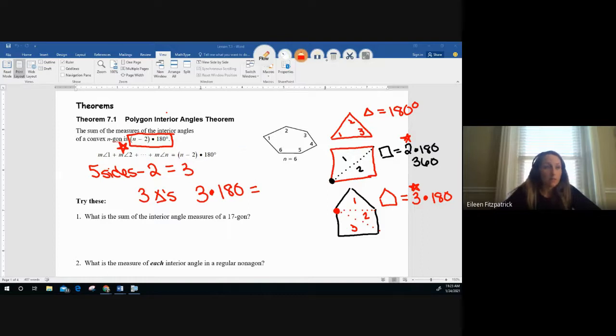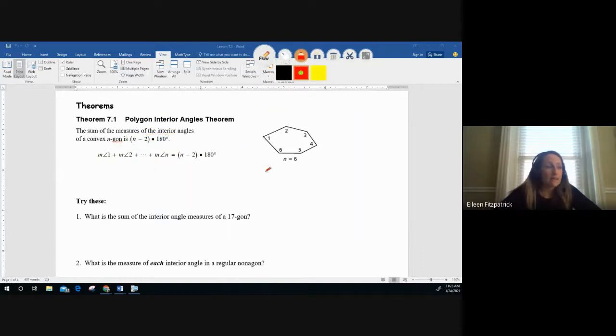All right, so for this example here, it's a six-sided figure, 1, 2, 3, 4, 5, 6. That also means there are 6 angles, 1, 2, 3, 4, 5, 6. So you would do 6 minus 2 times 180. Okay, well, 6 minus 2 is 4. 4 times 180. Now, again, where is the 4 coming from? What does that have to do with this problem?